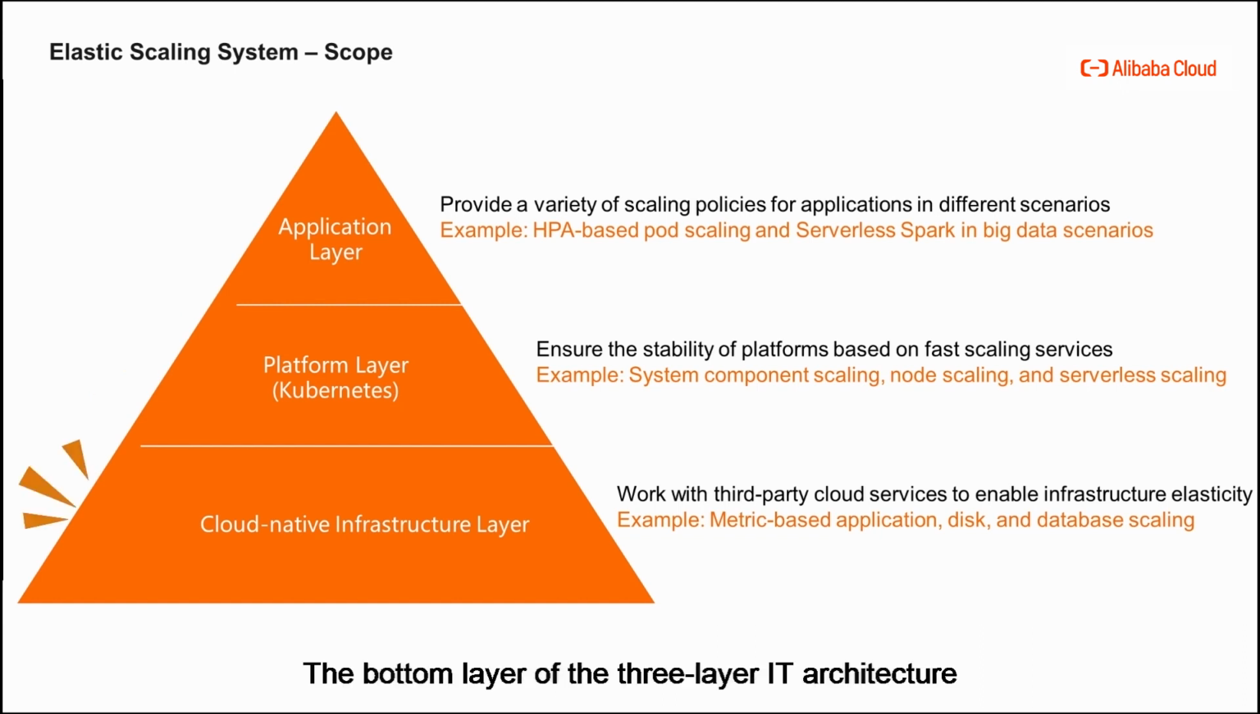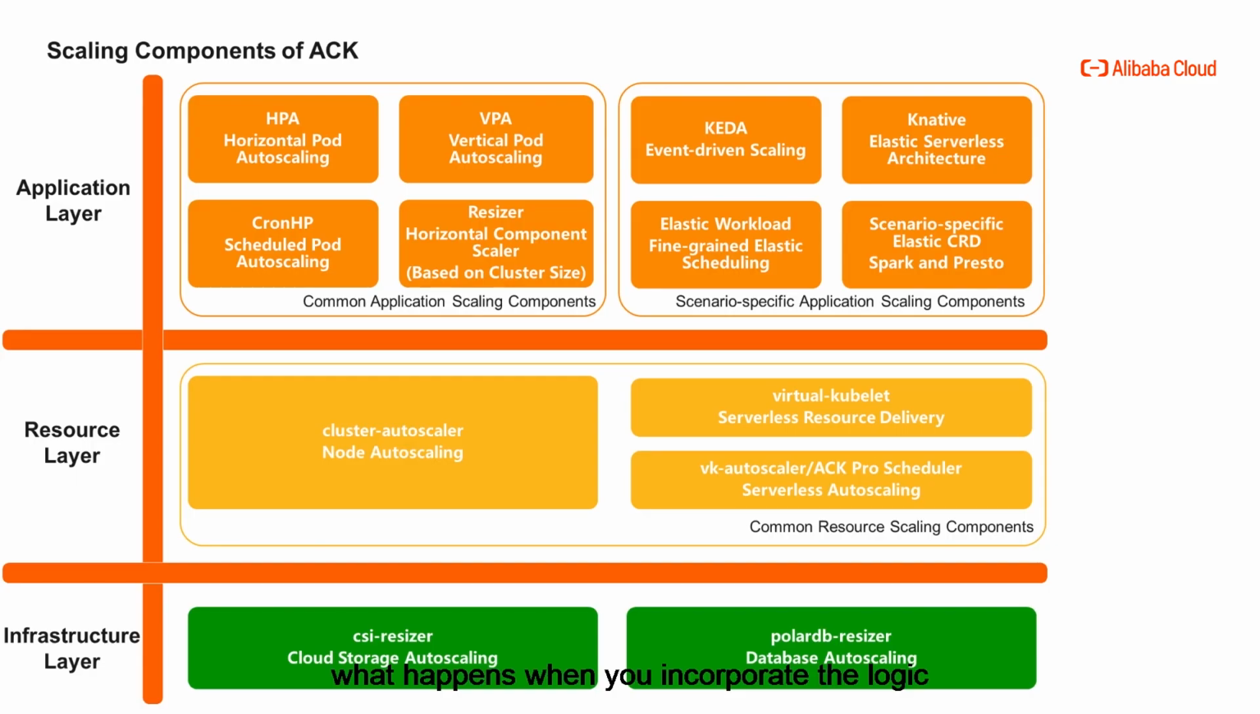The bottom layer of the 3-layer IT architecture is the cloud-native infrastructure layer. In K8s clusters, issues are abstracted into K8s objects. However, specific issues, such as issues related to storage, middleware, and database scaling, are hard to be abstracted into K8s objects. The solution is to implement scaling at the cloud-native infrastructure layer. The figure shows what happens when you incorporate the logic of building a scalable architecture into elastic components in ACK. This is what the figure reveals.